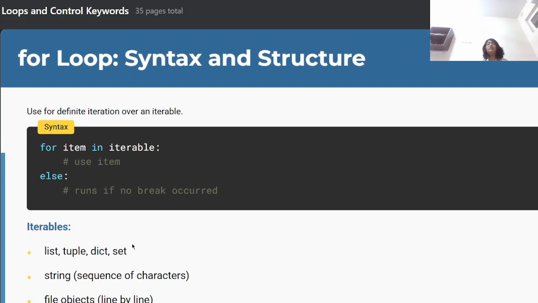Now let's see another loop, which is the for loop, its syntax and its structure. What is the syntax of a for loop? For item in iterable, use item, else runs if no break has occurred. So what happens in this case? For this particular condition, execute these statements. If not, then else executes this particular statement.